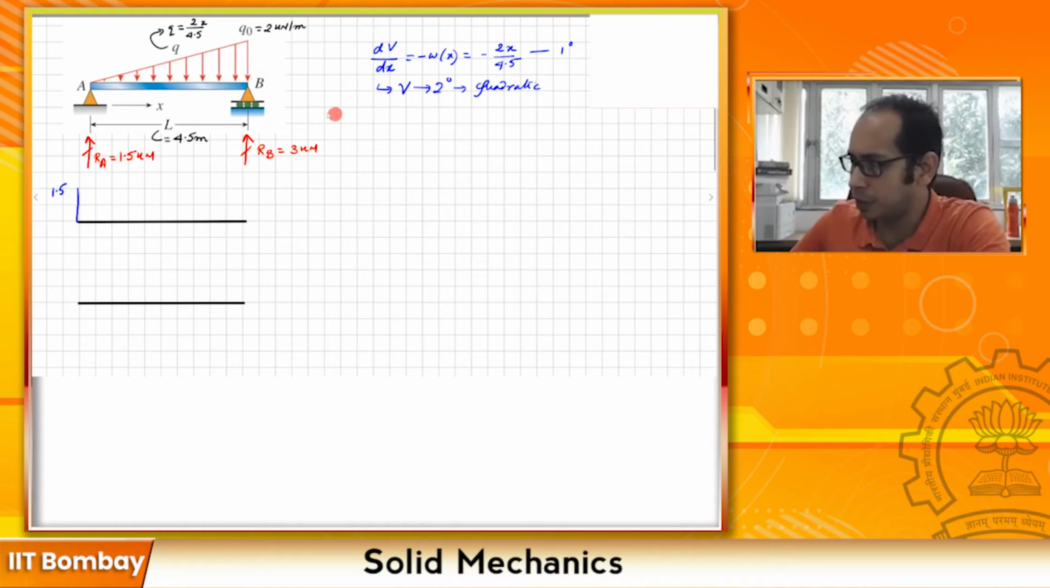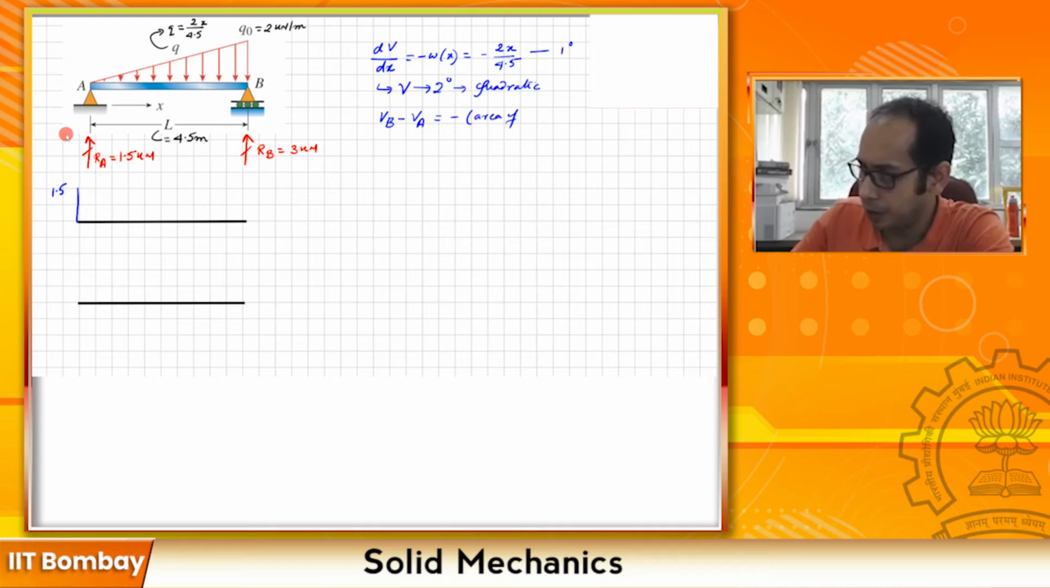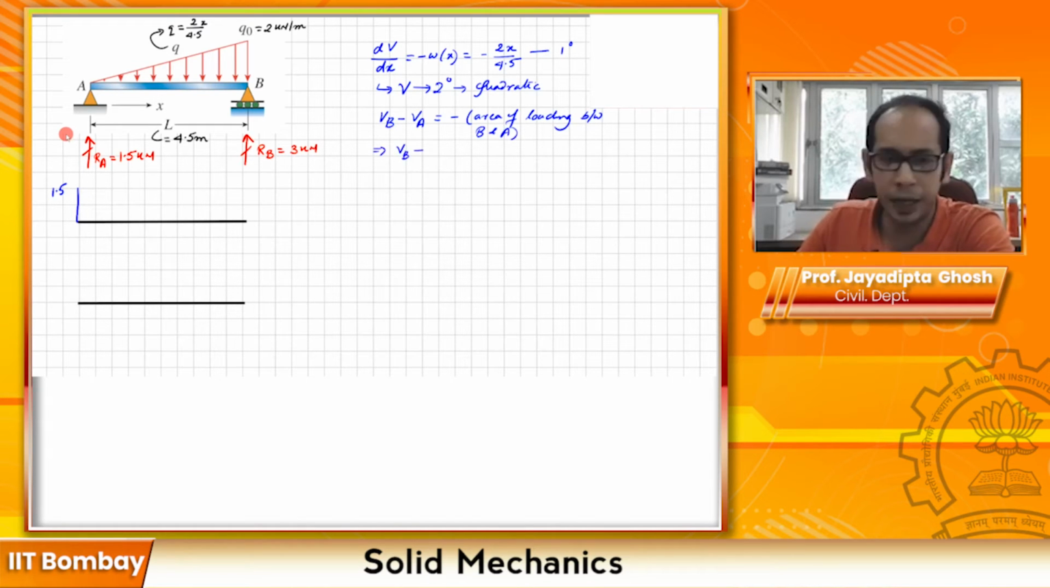Now a couple of things. Let's calculate the V at B, because I already know the V at A is 1.5. We know that VB minus VA is the negative of the area of loading between B and A. So in this case, VB minus VA, which is 1.5 minus 1.5, will be the negative of this loading, where the length is 4.5 and the height over here is 2.